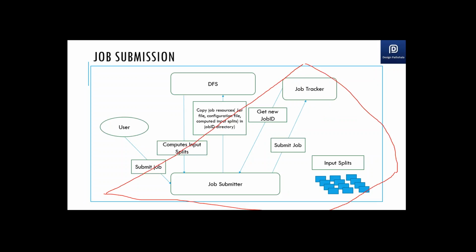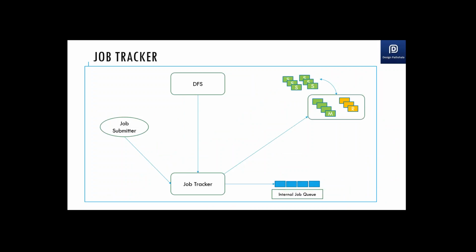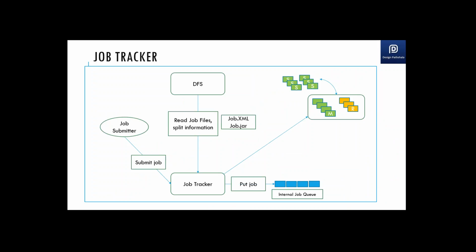We as a user just submit the logic to the distributed file system. I as a user give the request to submit the job. Once the job is submitted, the logic is placed into the distributed file system, and the job is placed in the queue based on the ID returned to you. You read the logic from the distributed file system, and based on that, mappers and reducers are created.